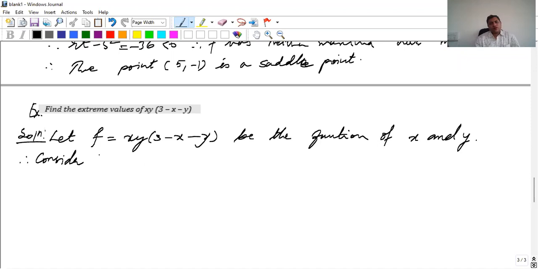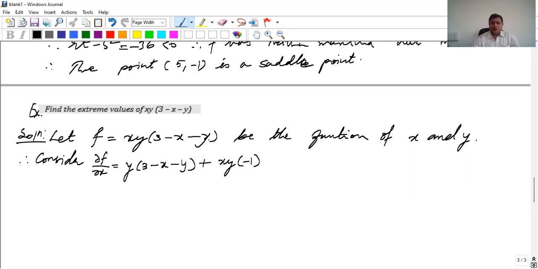Consider ∂f/∂x. So we have to use the product rule. Either we use the product rule or we can multiply inside and then differentiate at one time only. So that is also possible. So here I write y is going to be constant. So x into this term, 3 - x - y, plus the derivative of this term. So it is going to be xy, and this is going to be -1. Is that okay? Yes, sir.